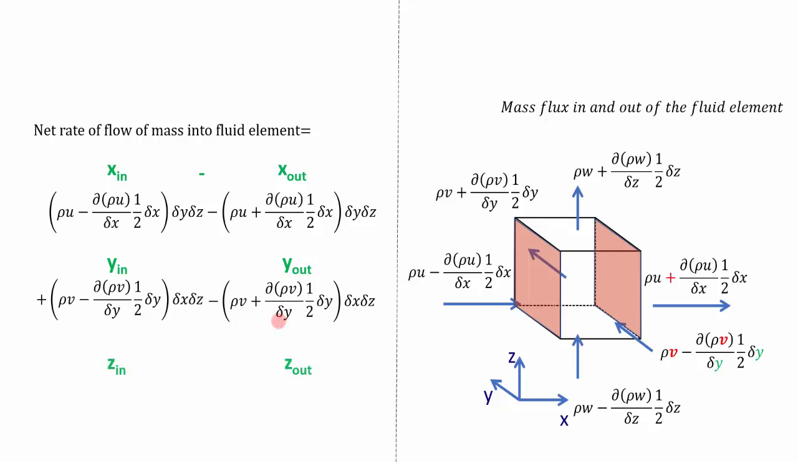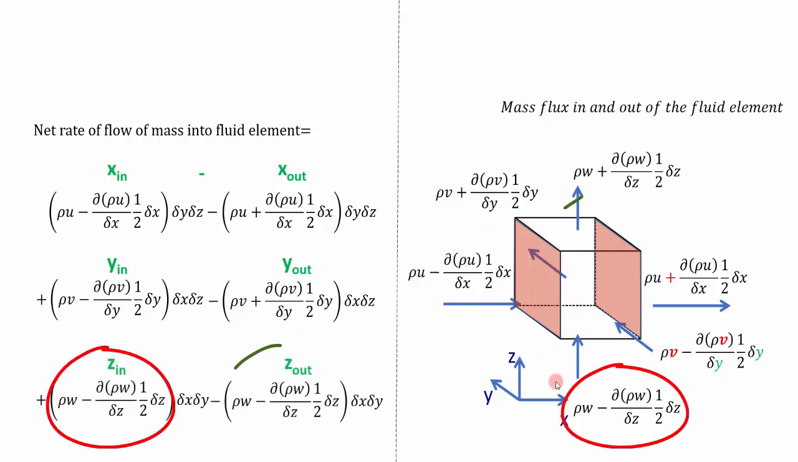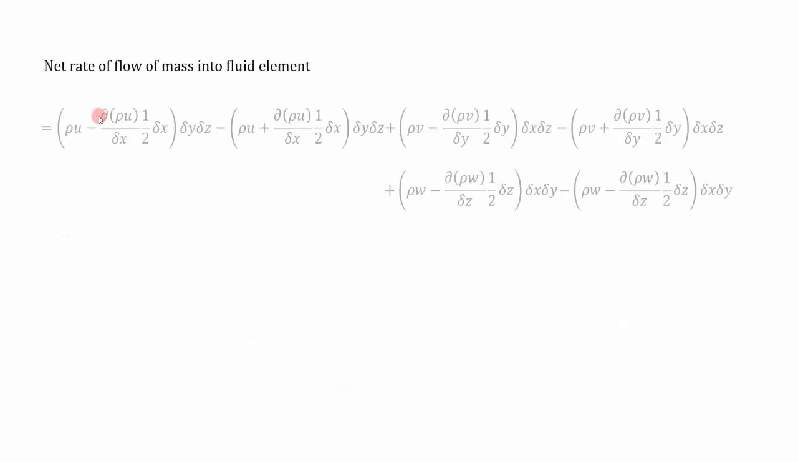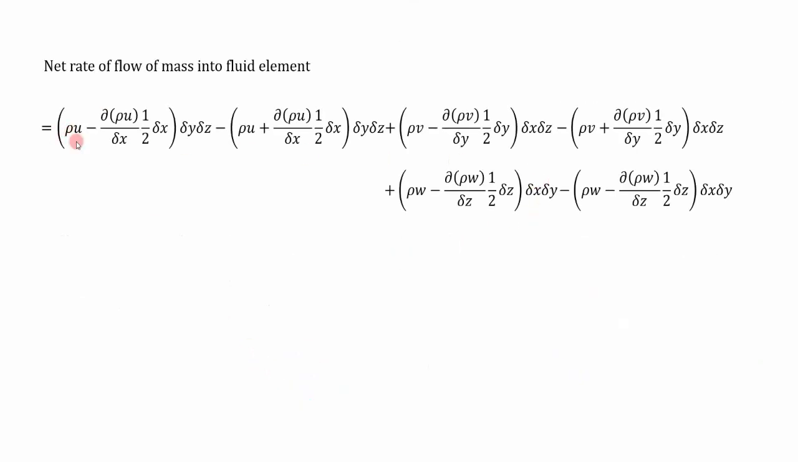Similarly, we have to write for z-axis in, that is here, z-axis out, that is here. Similarly, the cross-section area of z-axis is del x and del y, that is mentioned here. So this is the net flow rate of mass into the fluid element. So let's write this in a continuous form. So now this equation can be simplified.